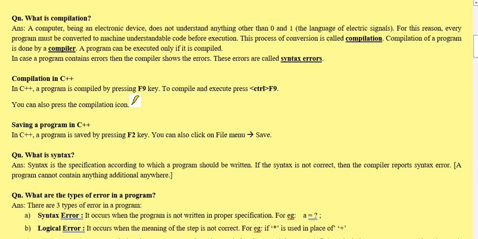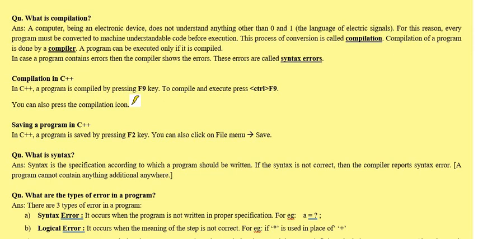What is compilation? Compilation is a process in which a program is checked to see if there is any error or not, and it is converted to what the machine will understand. And as you know, machine cannot understand anything other than 0 and 1. Therefore, compilation process converts the program into a correct machine understandable program.